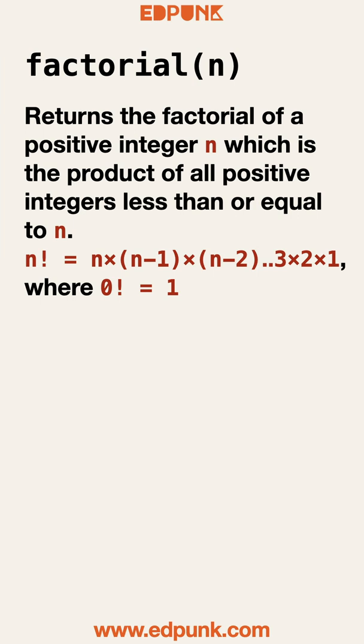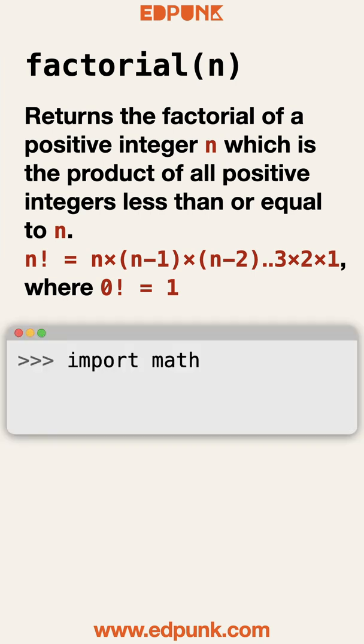Moving on to the final function, the factorial function returns the factorial of a positive integer argument. If the value of argument is integer n, then factorial n is computed as the product of all positive integers less than or equal to n. For example, let us import the math module. Now, executing math.factorial 5 returns 5 into 4 into 3 into 2 into 1, that is the value 120.